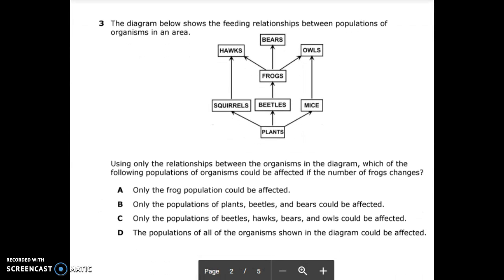Question 3. The diagram below shows the feeding relationships between the populations of organisms in an area. Look at the food web. Using only the relationships between the organisms in the diagram, which of the following populations of organisms could be affected if the number of frogs change? A, only the frog population could be affected. B, only the populations of plants, beetles, and bears would be affected. C, only the populations of beetles, hawks, bears, and owls could be affected. D, the population of all the organisms shown in the diagram could be affected.